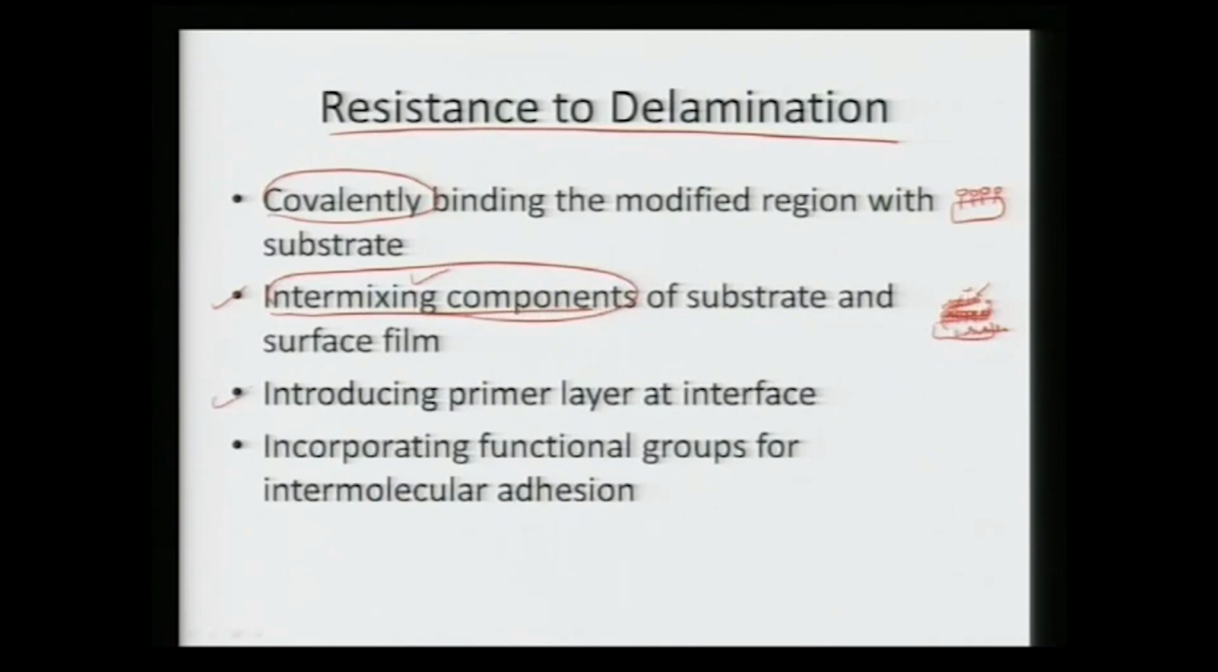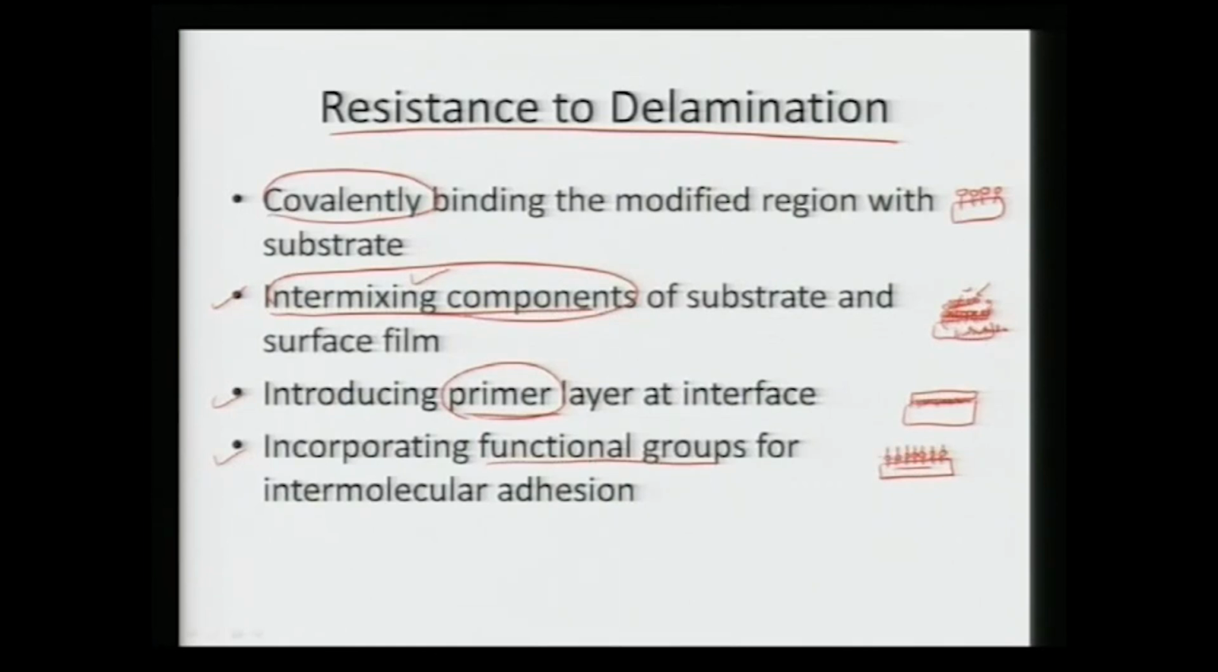Third thing is, we can also introduce something called a primer layer at the interface. A primer layer at the interface is more like a glue, which can react with the surface film to provide much more strengthening or resistance to delamination. So, we can introduce a primer layer at the interface to impart resistance to delamination. Additionally, we can also incorporate functional groups. If I have a particular substrate, we can impart certain functional groups which will bind strongly to the surface film.